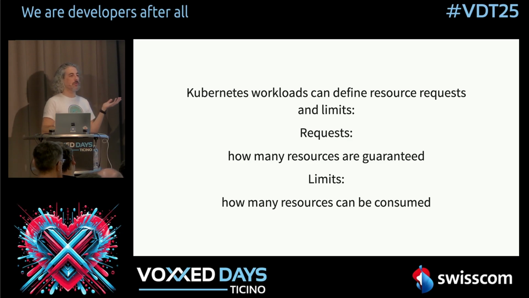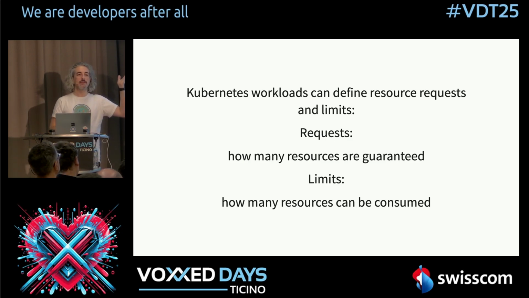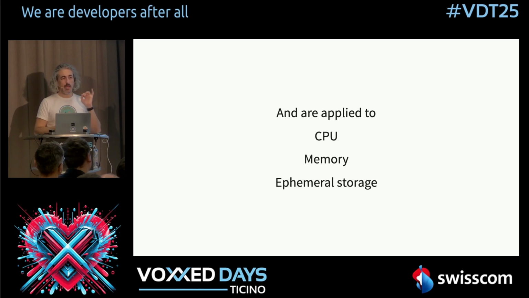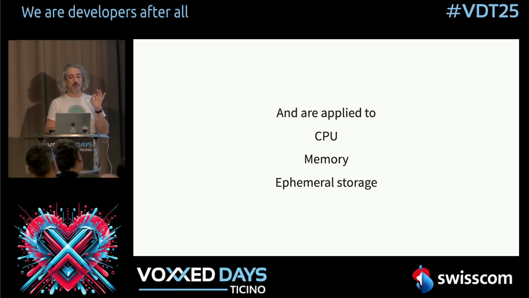Who is familiar here with resource and limits in Kubernetes? Not that many people. Okay. So Kubernetes workloads have these two things, requests and limits. Simplifying it, request is how many resources are guaranteed, limits is how many resources can be consumed. And they are not the same. And these requests and limits can be applied to CPU, memory, and ephemeral storage.